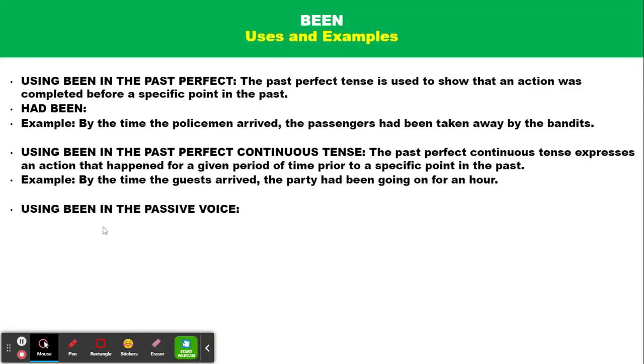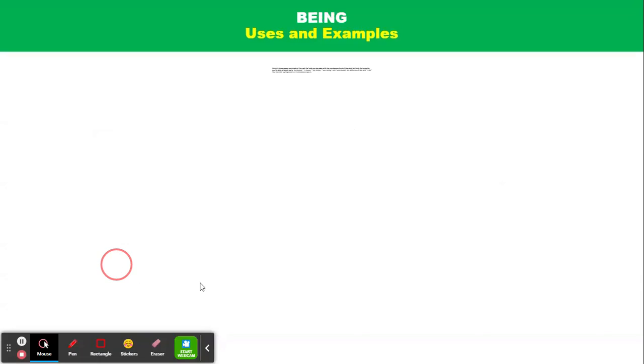We can also use been in the passive voice. For example, the cake has been eaten. Has been eaten, that is passive. The project has been completed. That's the passive voice as well.